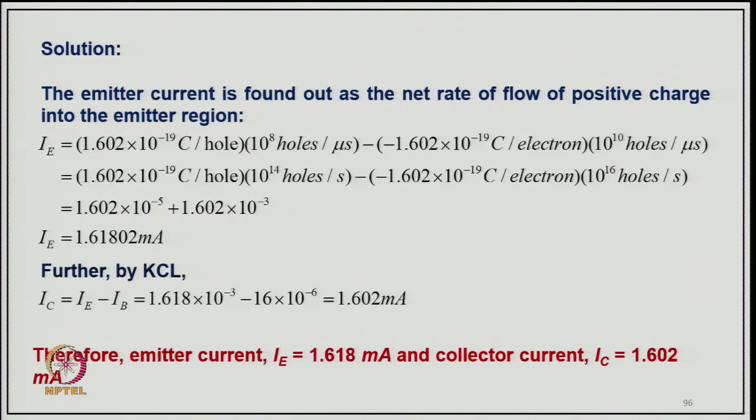So, we can say the emitter current is the majority carrier minus the minority carrier. Taking the reference and putting in the values, you get the emitter current equal to 1.618 milliampere. Further, from KCL we can say IC equal to IE minus IB, and putting in the values you get collector current 1.602 milliampere. Therefore, emitter current IE is 1.618 milliampere and collector current IC is 1.602 milliampere. And you can find the alpha from here as well.